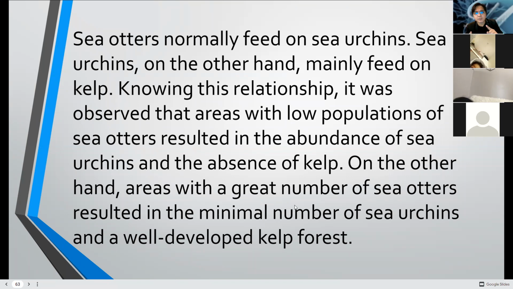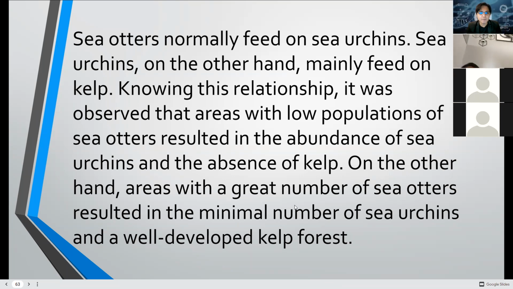Okay, the sea otters eat the sea urchins, and the sea urchins eat the kelp. Now they observed that if there are fewer otters, there are more sea urchins and less kelp, because the sea urchins are what consume the kelp. But if you put sea otters there, they will control the population of sea urchins and a kelp forest develops. So meaning to say, there is a balance if we do not remove an organism from its natural habitat.